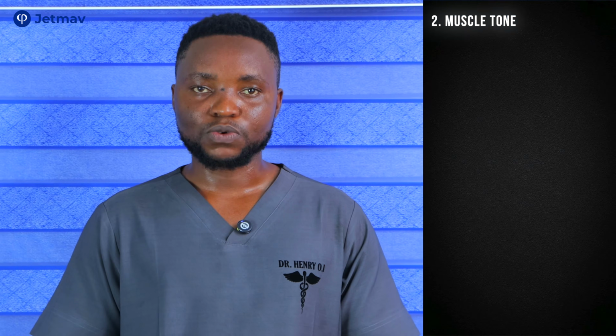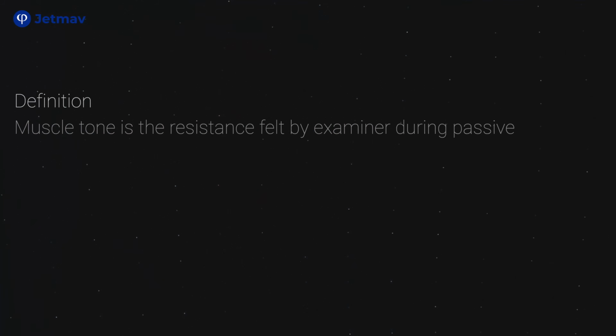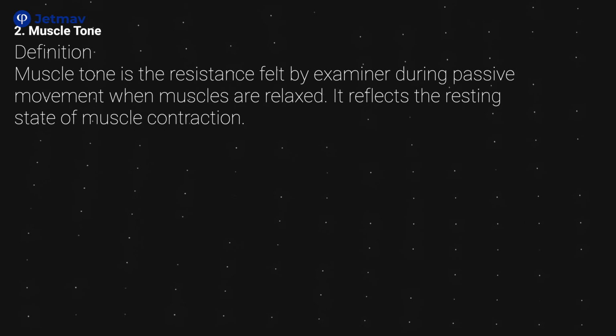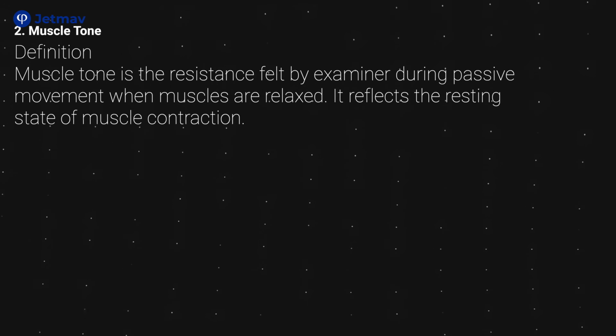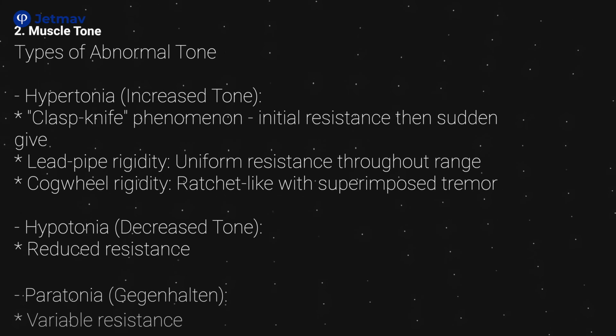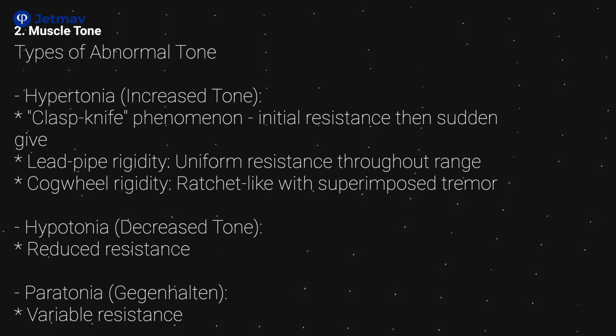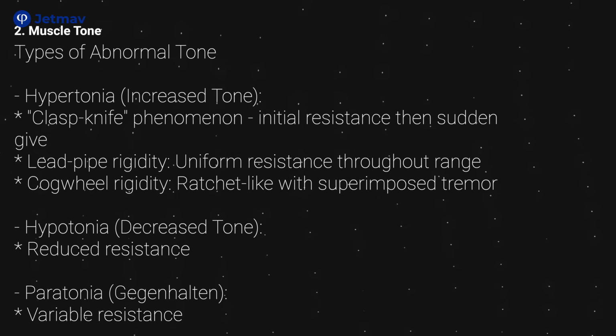Now, after inspection, the next one is the muscle tone. The muscle tone is actually the resistance felt during passive muscle movement. That is the resistance felt when the muscles are relaxed and the joints are moving. So this reflects the resting state of muscle contraction. So we have many types of abnormal tone. So we have what we call hypertonia, where there's increased tone. Then we also have what we call hypotonia, where there's reduced tone.